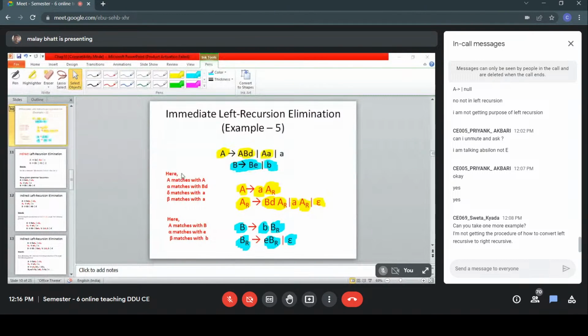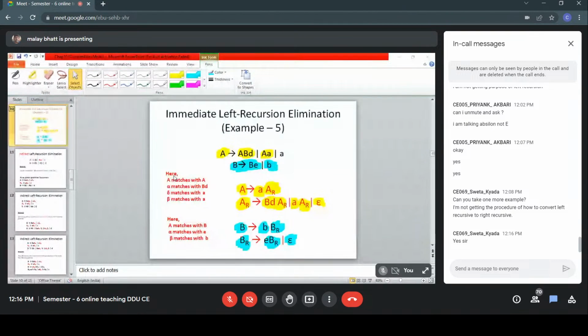Yes, is it clear now? We have taken this example. Is it clear now? Yes, Sweta? Okay, so this is what we have done about a direct left recursion.